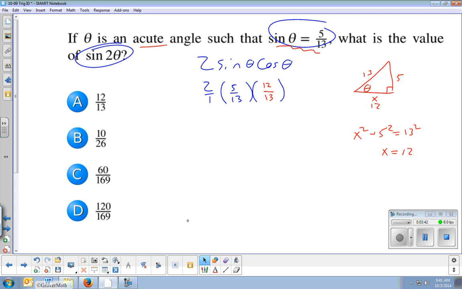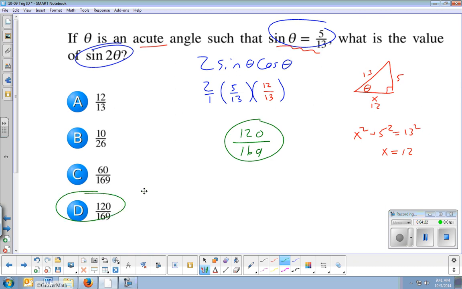And that's really what a lot of these identity problems come out to be. They just come out to be simple multiplication problems. You can simplify things if you can, but it tends to be easier just to multiply across the top, multiply across the bottom. The numbers on top, 2 times 5 times 12, that's 10 times 12 is 120, and the bottom is 13 times 13, which is 169. You could type this into your calculator and try math, enter, enter to see if it reduces, but that is what they wanted here for the answer.